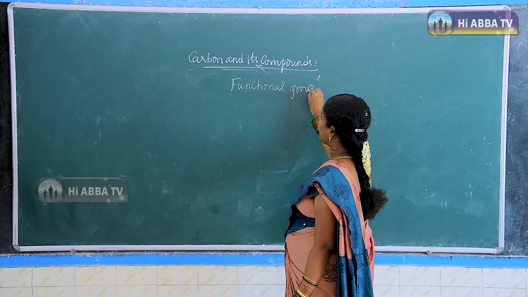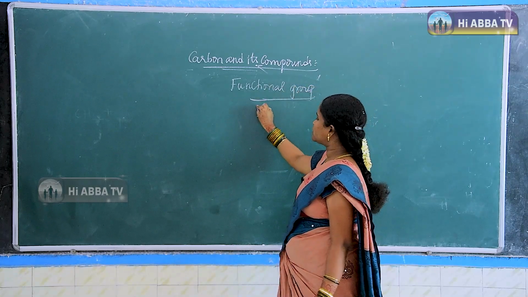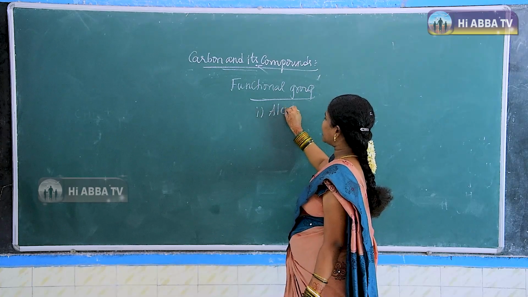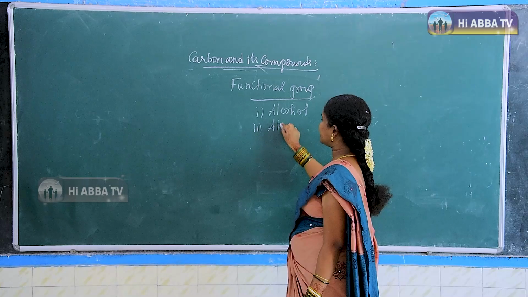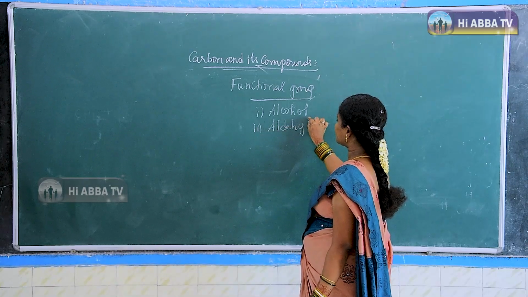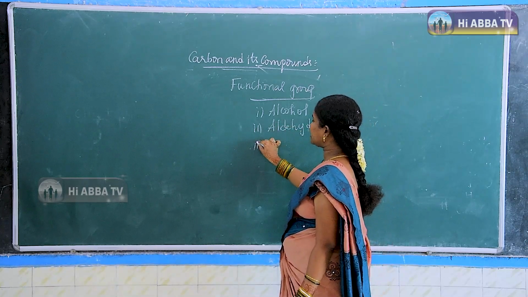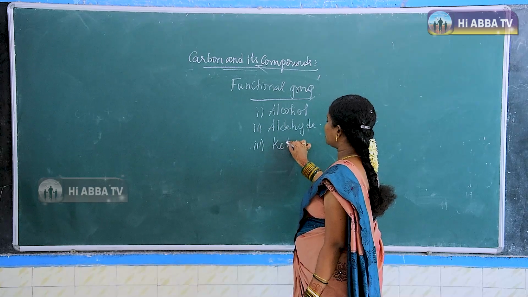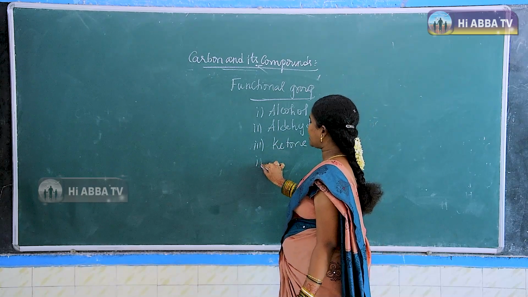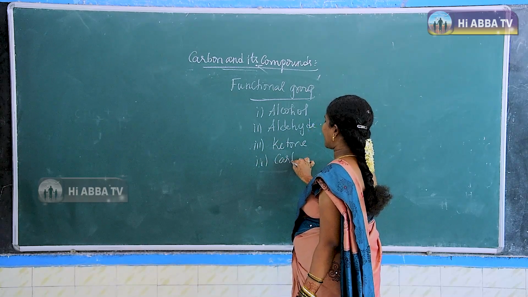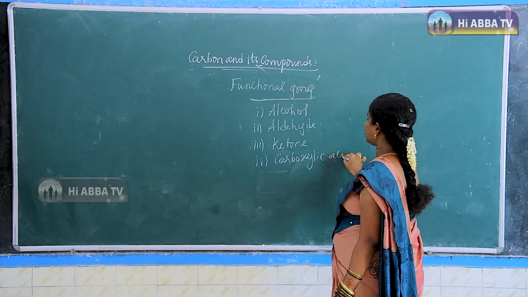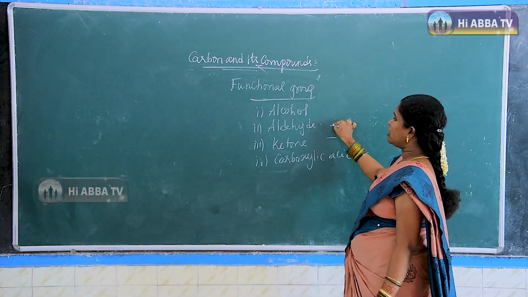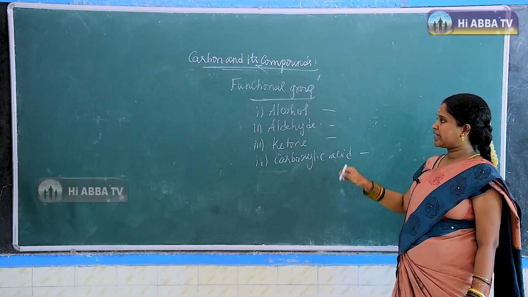Usually there are 4 functional groups. One is alcohol, second one is aldehyde, third one is ketone, and fourth one is carboxylic acid. So how many functional groups are there? 4 functional groups are there.